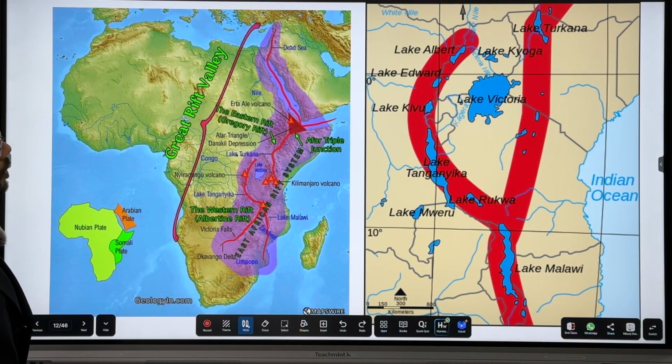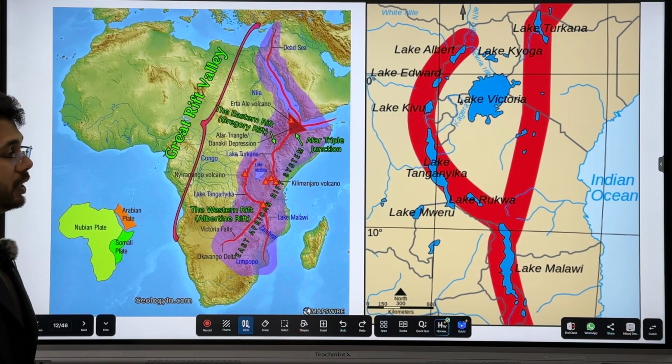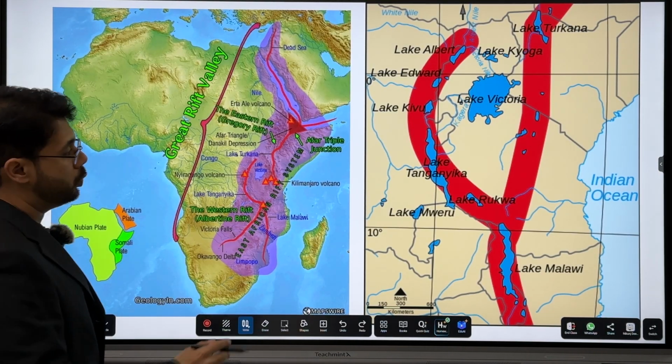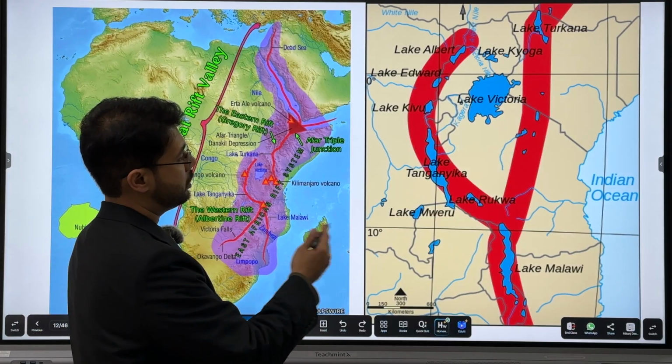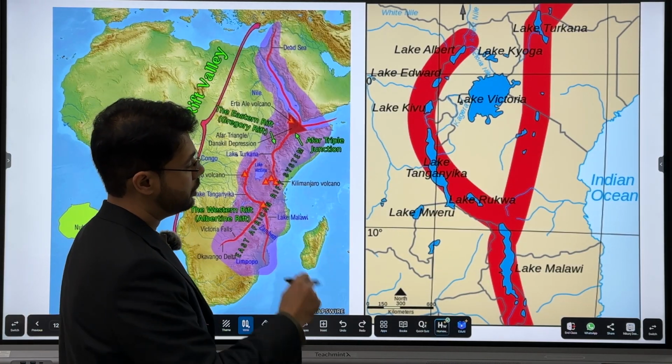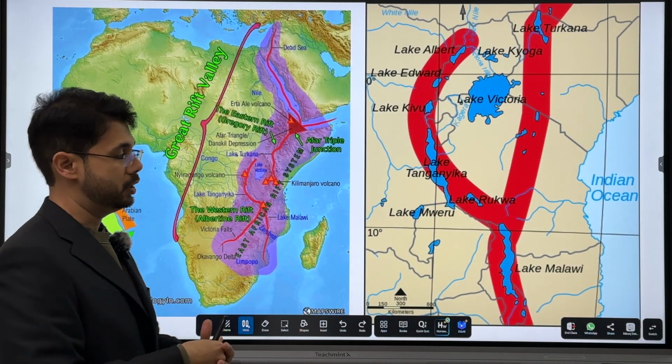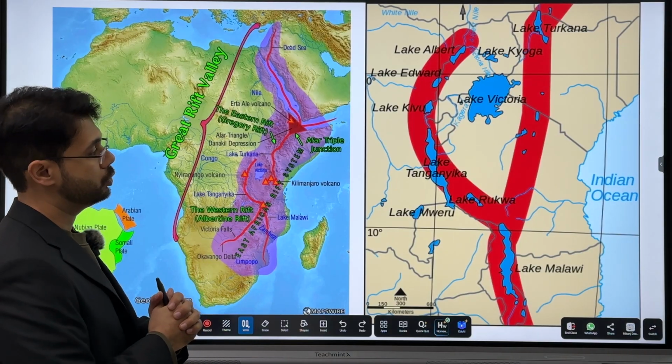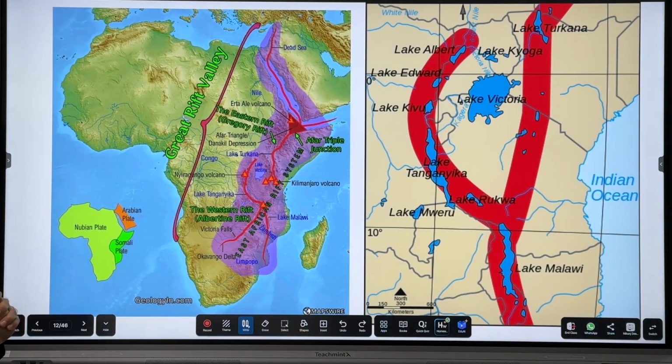Now, we are looking at two different kinds of rift valleys here. One is the West African Rift Valley and another is the East African Rift Valley. Both of them are eventually going to form together, but the result is the same. It's going to split Africa into two parts. What I want to show you is the different volcanoes that are present and also lakes.